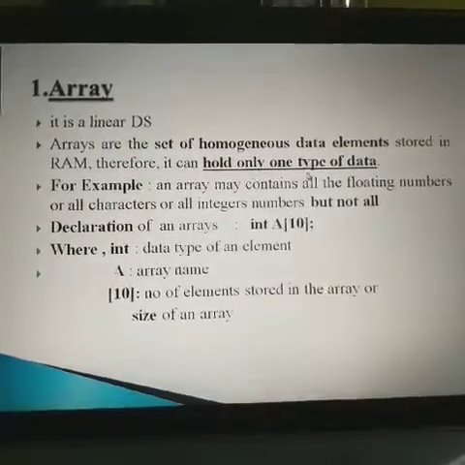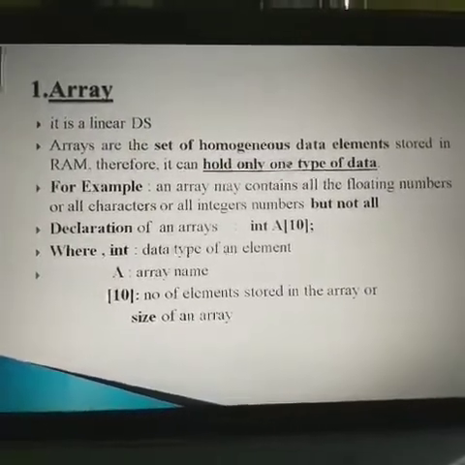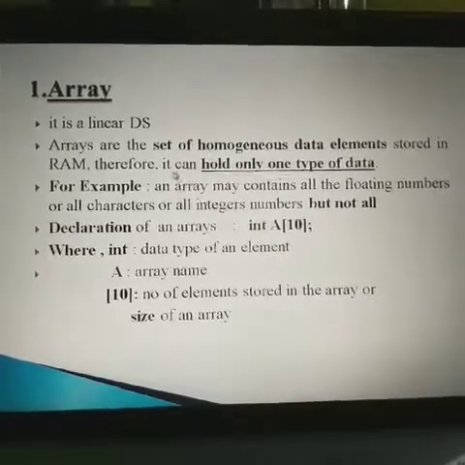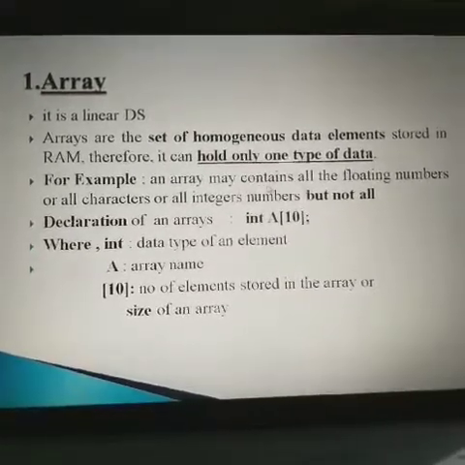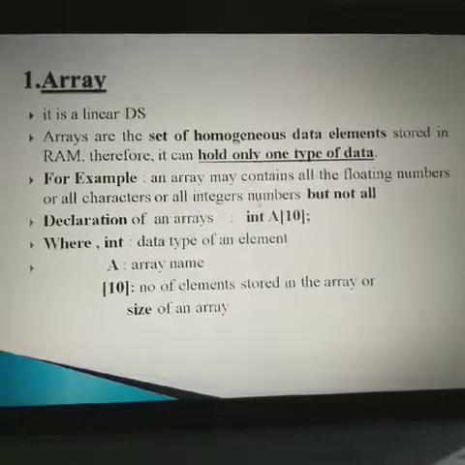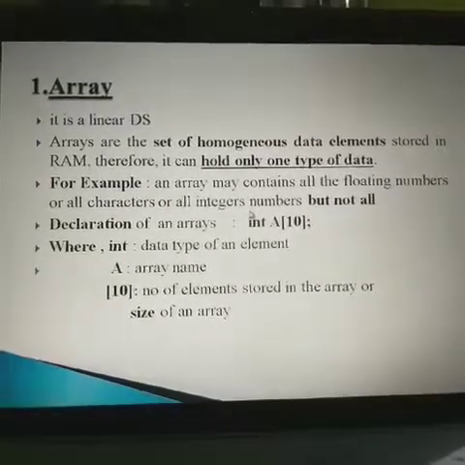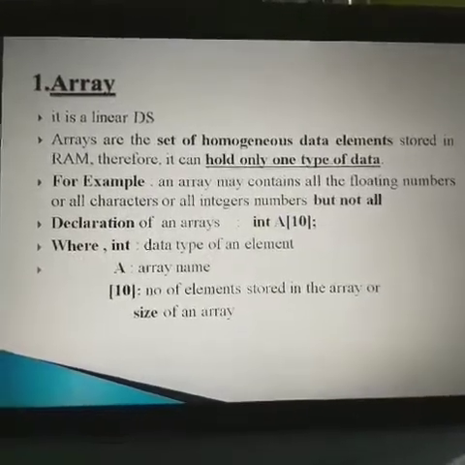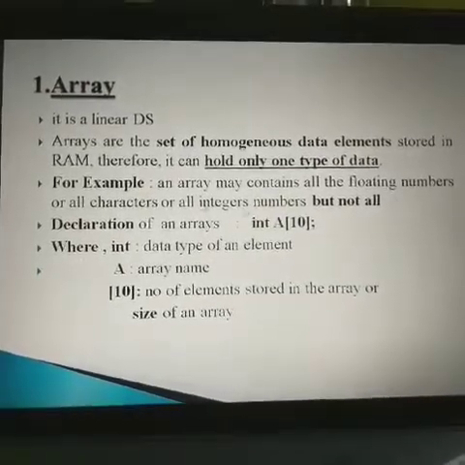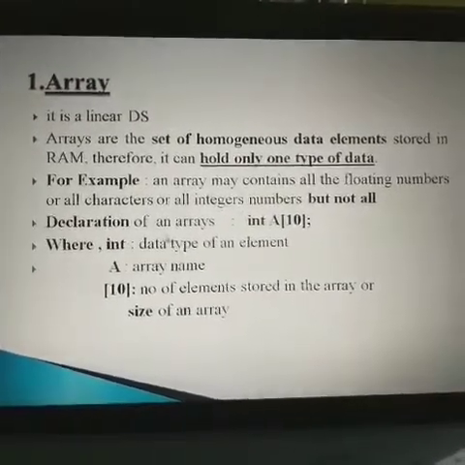Therefore, it can hold only one type of data, only one type of data at a time. For example, an array may contain all floating numbers or all characters or all integers, but not all at the same time. या तो वो फ्लोट टाइप के हो गए, या इंटीजर टाइप के, या करेक्टर टाइप के.